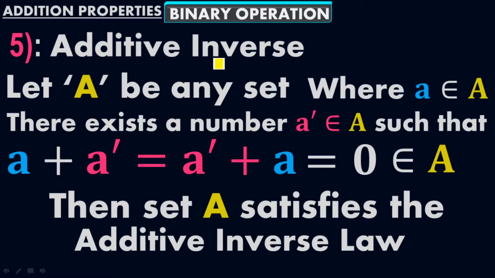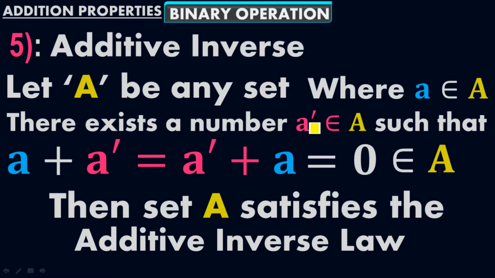For the additive inverse property, we let A be any set. It can be a set of natural numbers, whole numbers, integers, or real numbers, where the element a belongs to A. a must be part of set A. But there exists another number, a prime, which also belongs to A, such that a plus a prime equals a prime plus a equals 0, which belongs to A.